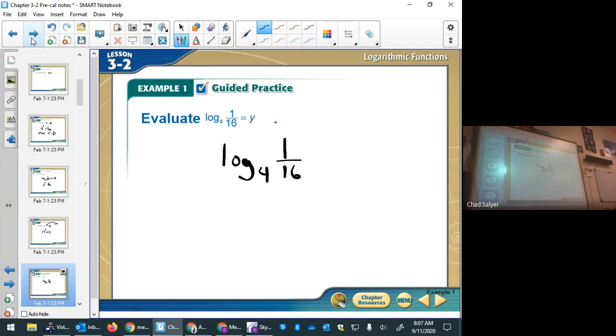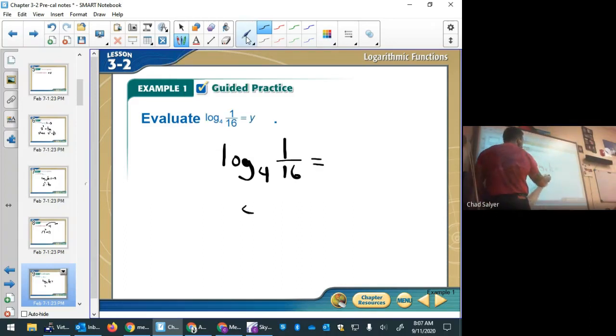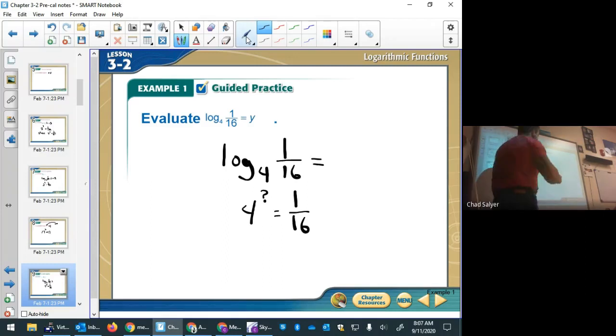Okay, so Bristol, what do you think here? 4 to what power equals 1 over 16? Negative. Very good.